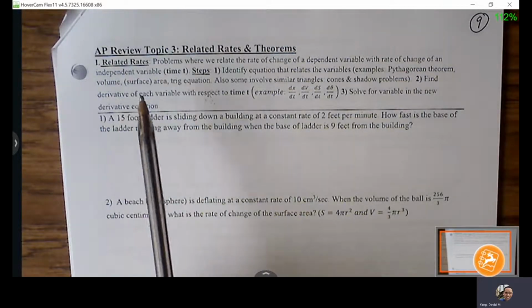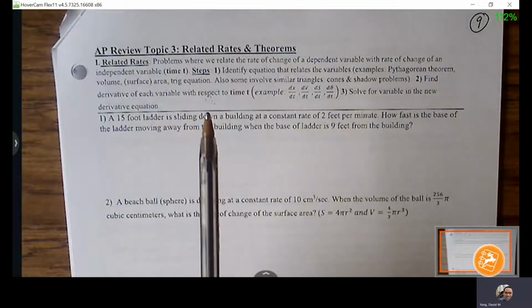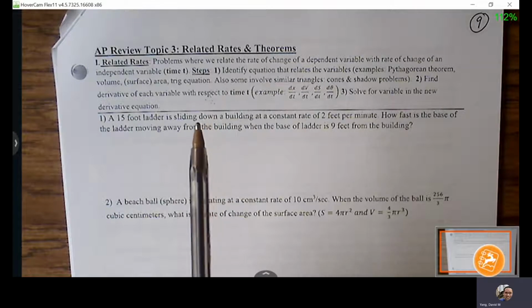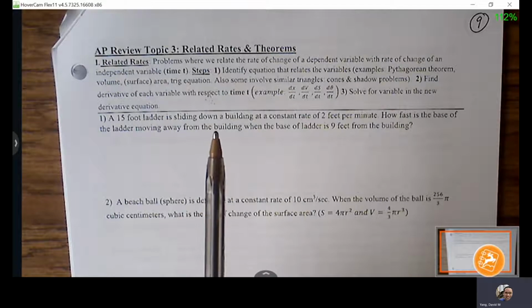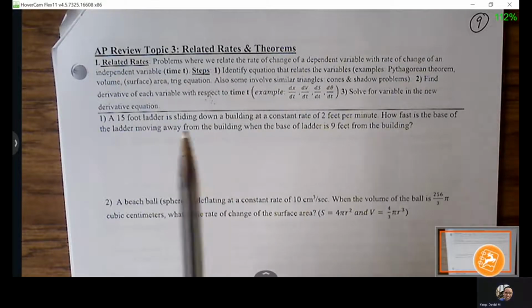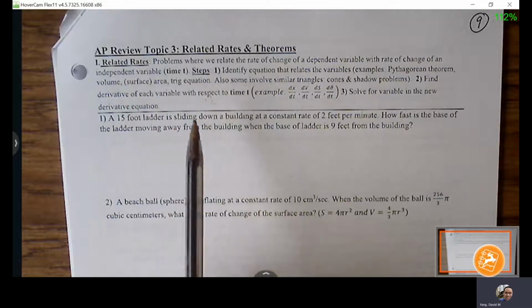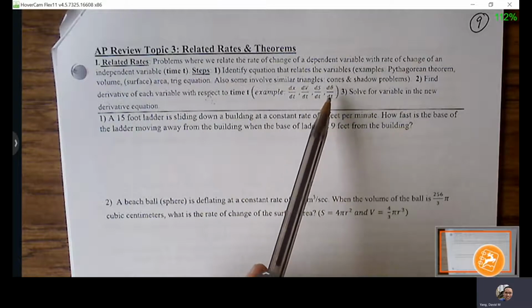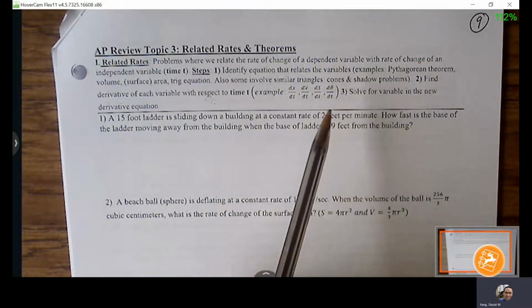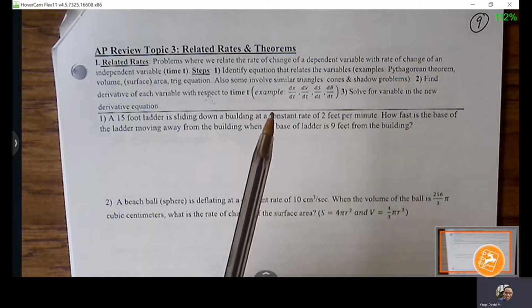With related rates, we are going to have a similar process as implicit. It's just that now our independent variable is no longer x. Now it's going to be time. So everything is no longer going to be d over dx. It's going to be d over dt. And also, it is going to impact every variable, not just y. So it could impact x, V for volume, S for surface area, theta for angle measure. Every variable is going to get impacted by time.